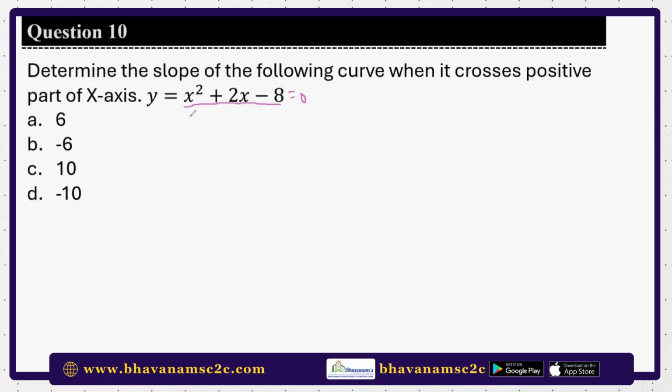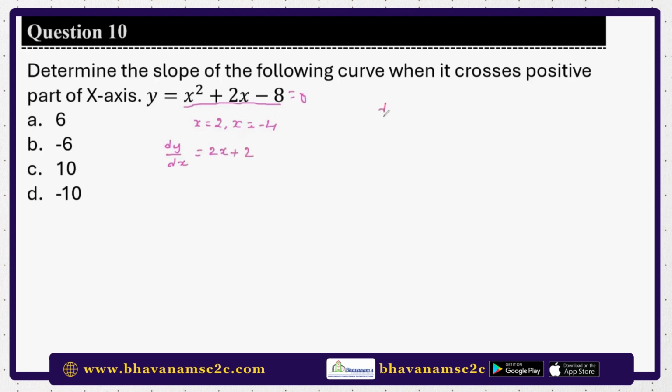If you equate this equation to 0, you will get the roots as x equal to 2, x equal to minus 4. I'm not showing you how to find the roots here, as I explained in the previous sum. I don't like to waste my time on root solving, and I believe you know this too. Now you have to find dy by dx. dy by dx of x square is 2x, and dy by dx of 2x is 2.